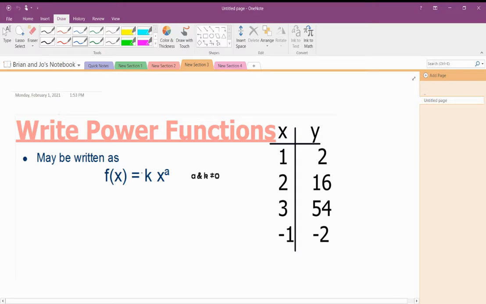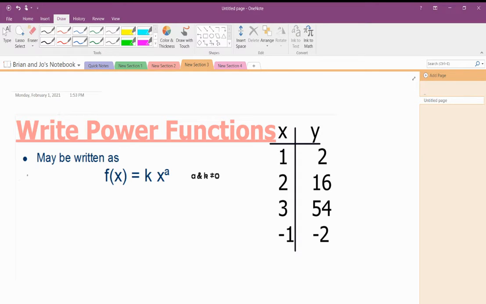Now, this looks like y equals kx to the a. I might shift this just because I want it to start being familiar to you from your calculator. So I'm going to write that differently. The idea is the same. Actually, I might even make this a y for you because it will look like that on your calculator.